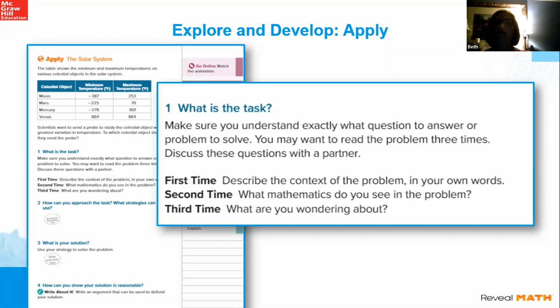This is one of the routines that's embedded in Reveal Mathematics, and that is questioning 3 times. The first time, the second time, the third time. And it says you might want to read the problem 3 times and discuss the questions with a partner before we open the entire classroom to discussion. This is a part of that risk-taking. This is a part of that, put things out there, and they feel like they're in such a comfortable environment, they want to tell you the answer.